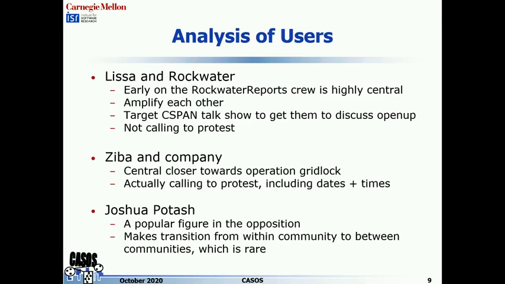Ziba and people like Ziba are more central, but within their community, closer to Operation Gridlock, and Ziba actually called for protest, including dates and times of the protest itself. While the last important user is Joshua Potash, a popular figure in the opposition, so more of a left-leaning person, and basically he made a really interesting transition from being negative to being positive, which is really rare to see.